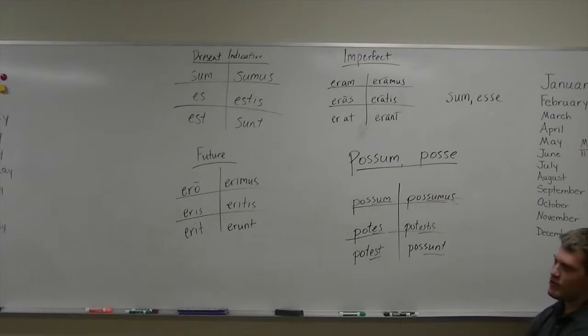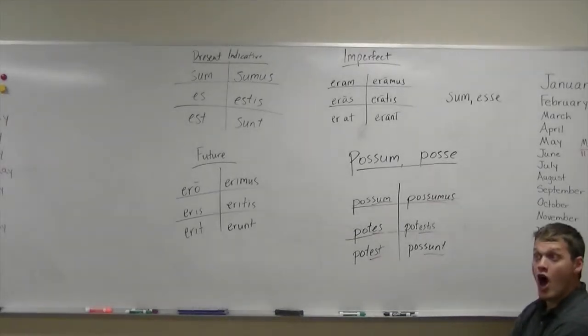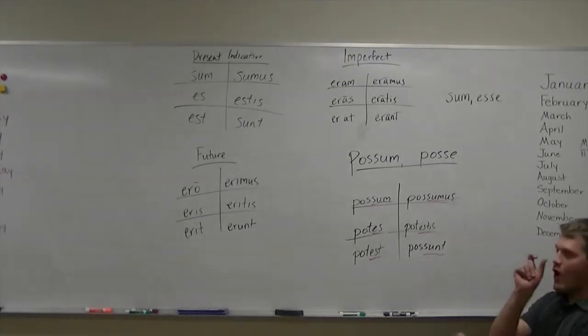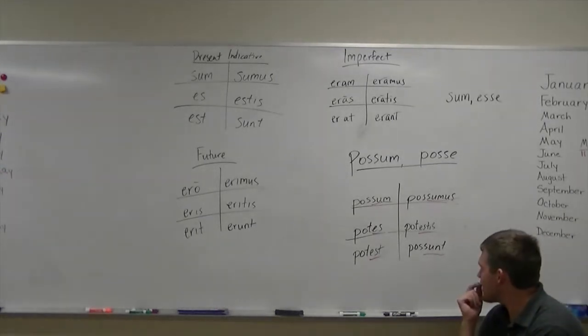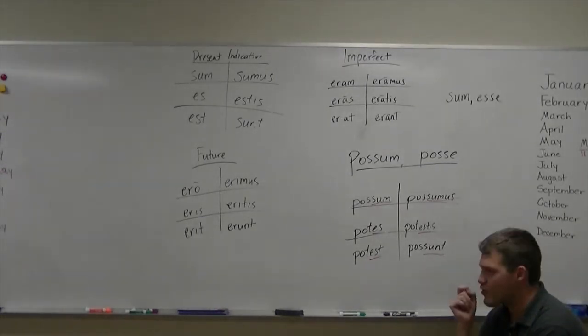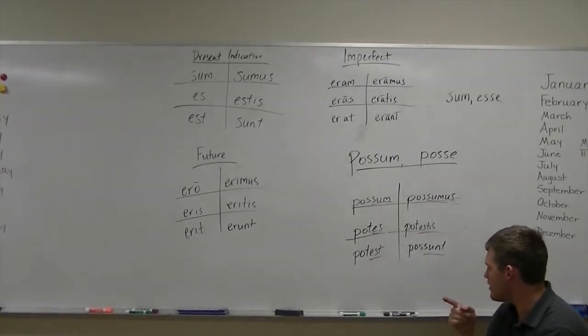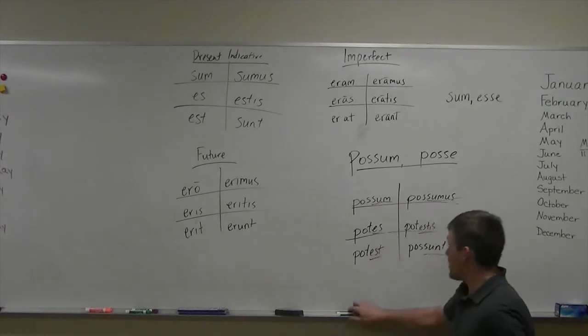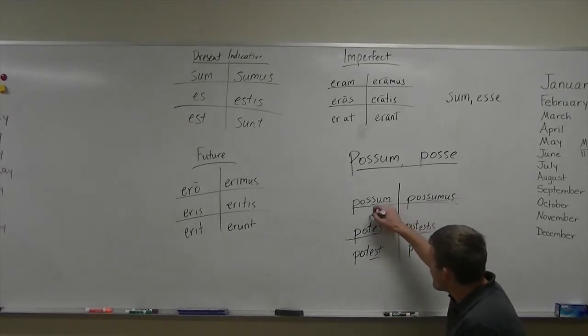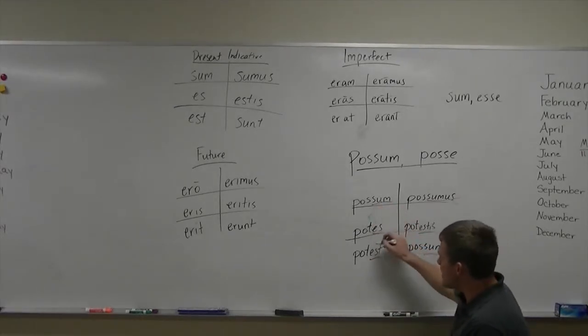How about if the form of sum... If there's an E in it, it gets a T. If there's a U in it, it gets an S. Oh, very close, very close. Try it again. If the form of sum begins with an E, then... Pot. There we go. Yep. So if the form of sum begins with an E, it's a pot.